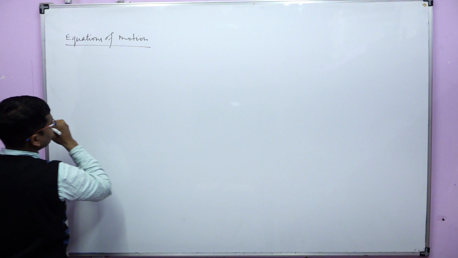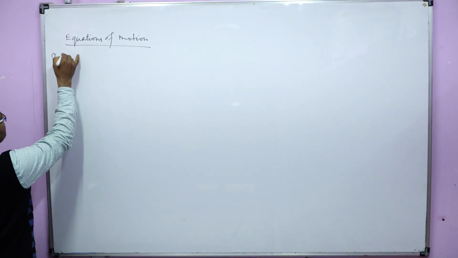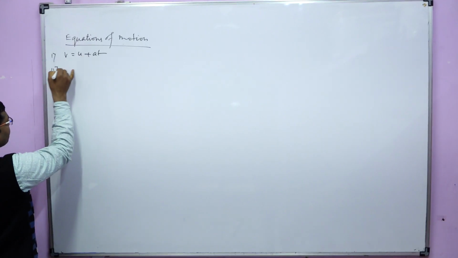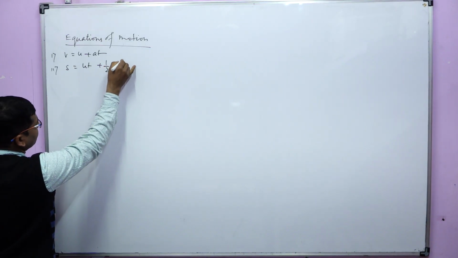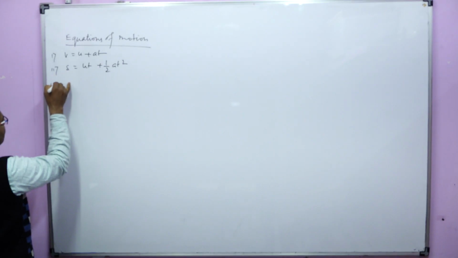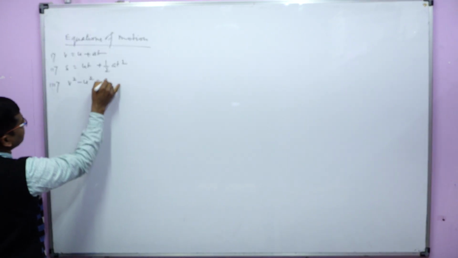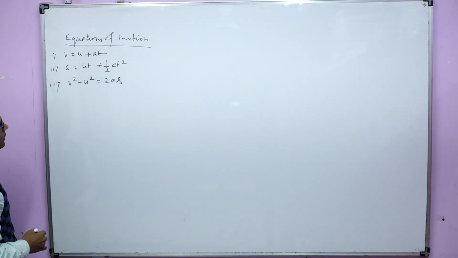Equations of motion. There are three equations of motion. That is v is equal to u plus at. The second one is s is equal to ut plus half at square. And the third one is v square minus u square is equal to 2as. Okay.